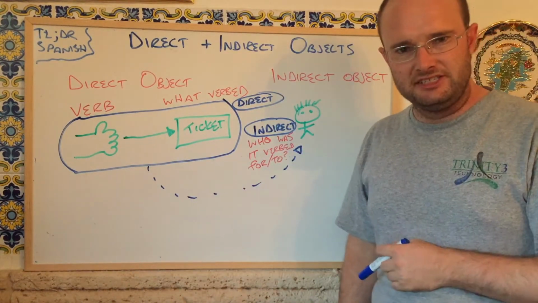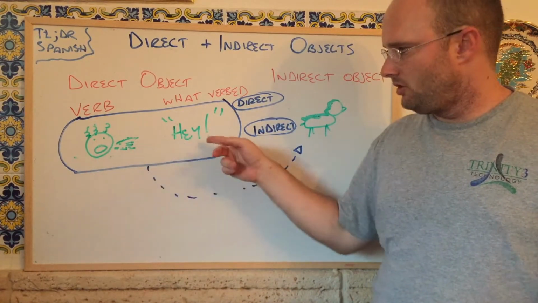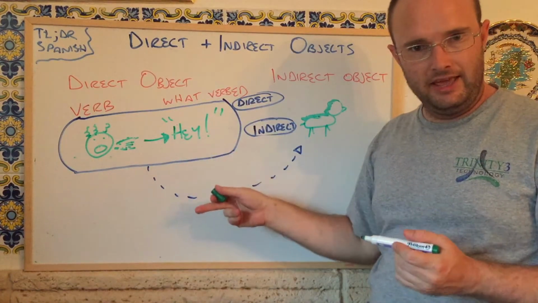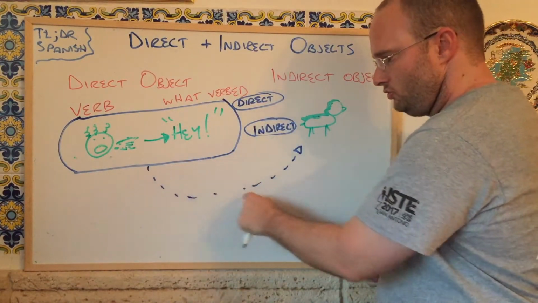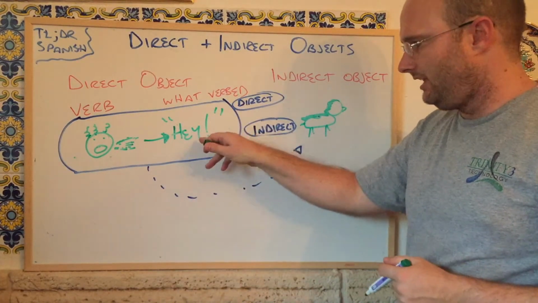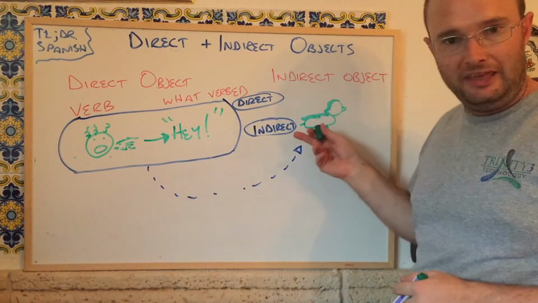Let's try another sentence. Our verb is obviously to say, and the thing that you're going to say is hey. What is said? Hey is said. And then to whom or for whom are we saying this thing? We're saying hey to, this is obviously a lion because of its beautiful mane.